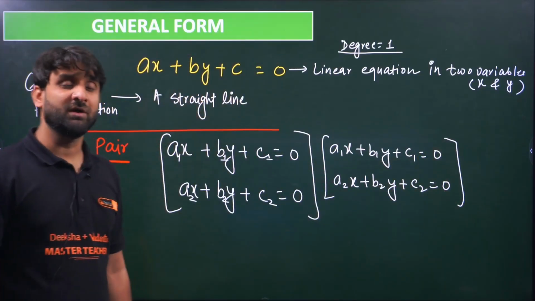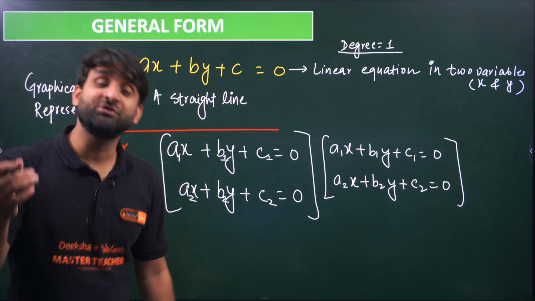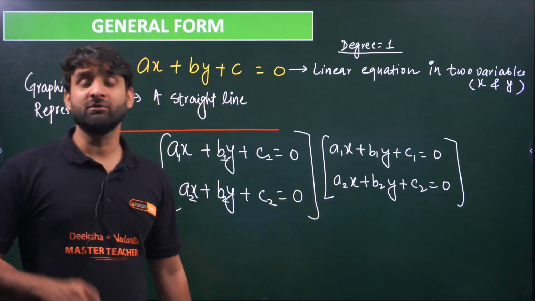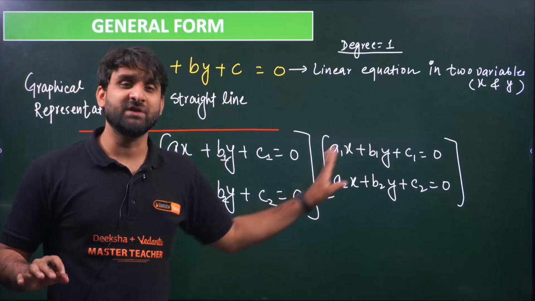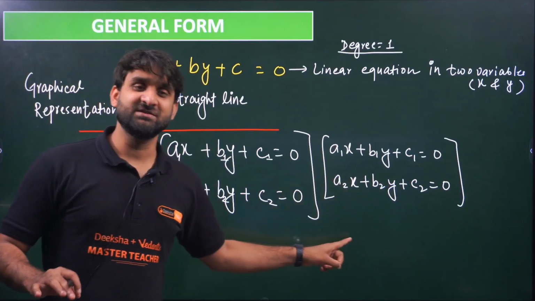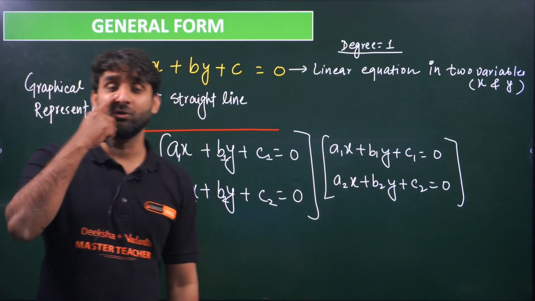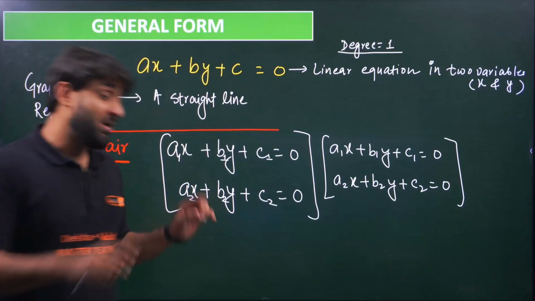What are a1, b1, c1? a1, b1, c1 are constant numbers. a2, b2, c2 are also constant values. Right, everyone? This is the first equation, that's why we are calling them a1, b1, c1. This is the second equation, that's why we are calling them a2, b2 and c2. I hope. One more thing.